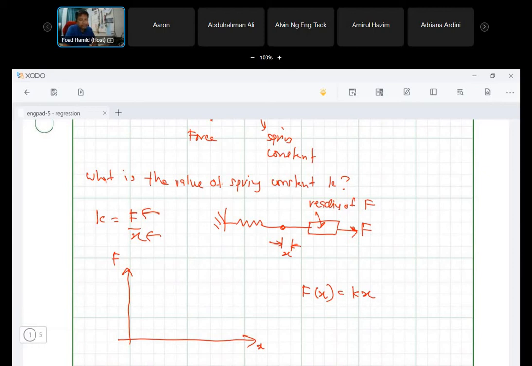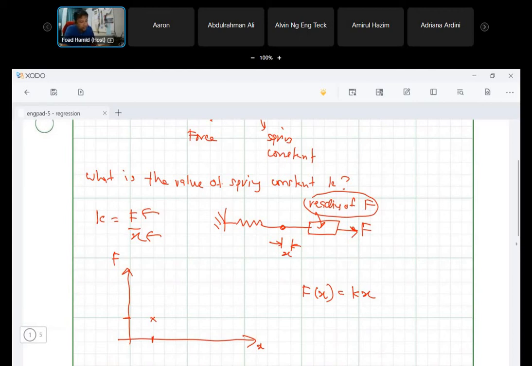So, okay, maybe in your first experiment, you measure your force and you measure your X. Or what you can do is you say, okay, when X is 1, the displacement is 1, what is our F value? You can measure from this reading. So this is one way of doing it. So what you get is maybe this location, which corresponds to this value of F.